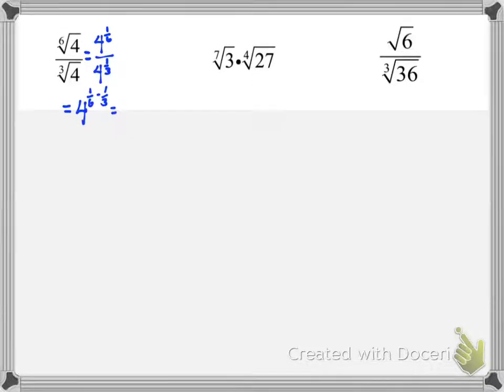1/6 minus 1/3, it's like 1/6 minus 2/6, which is 4 to the negative 1/6. So negative exponent means it goes on the bottom. Writing it as a radical gives us this.